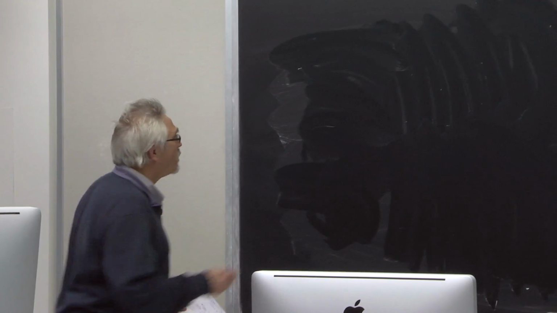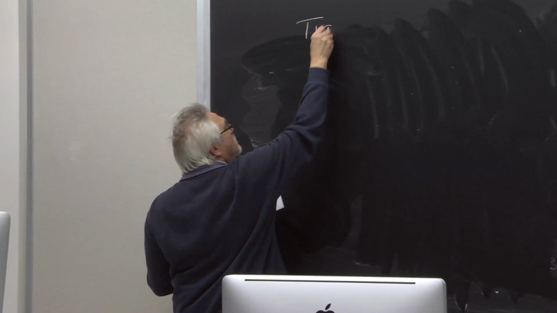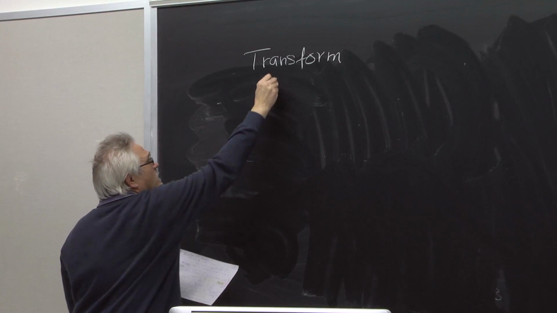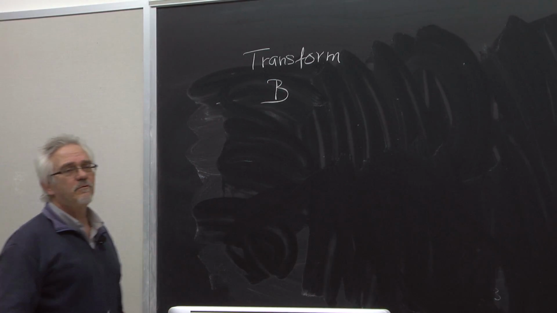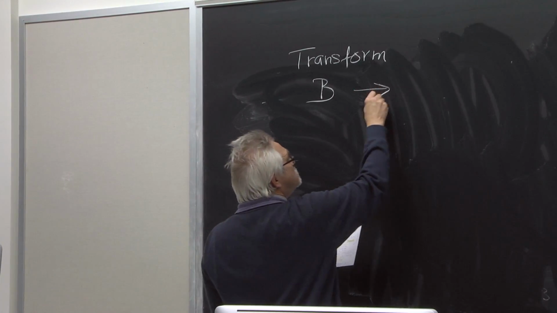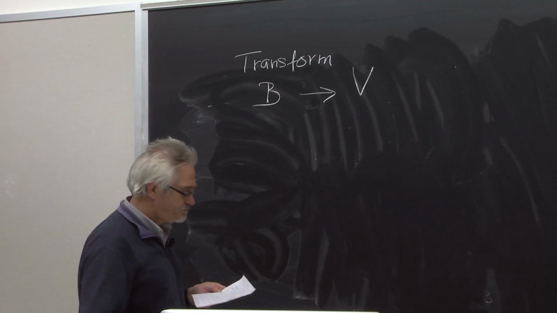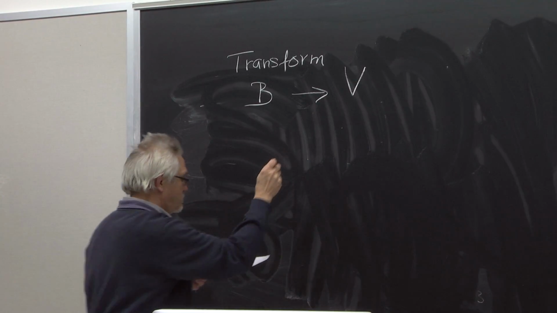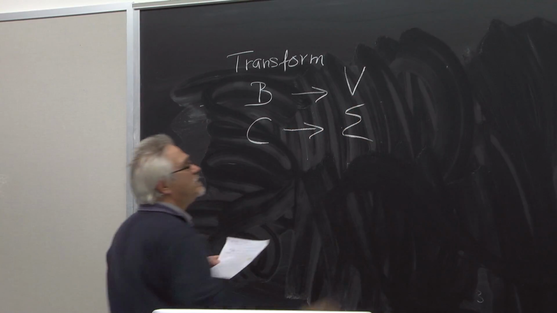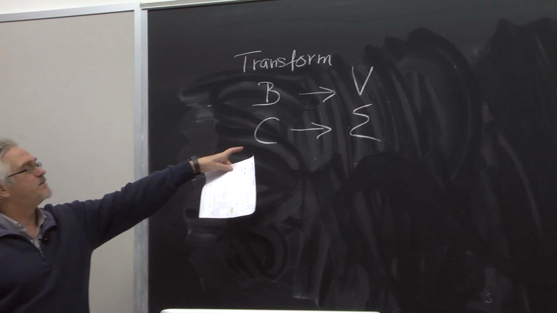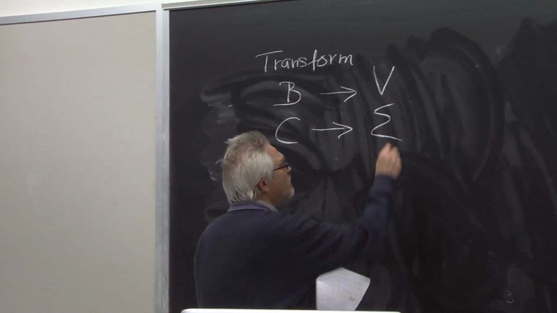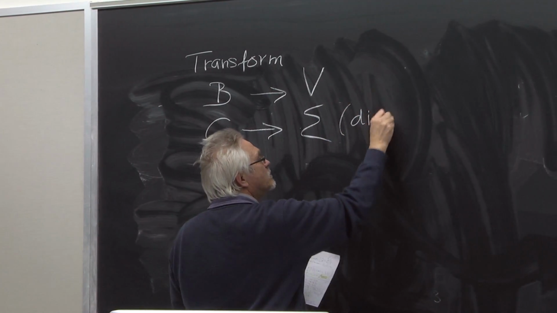So we're going to transform our normalized, or demeaned, not normalized, demeaned observations B into a matrix V. And accordingly, we're going to basically transform our covariance matrix C into covariance matrix sigma. And sigma has to be diagonal.